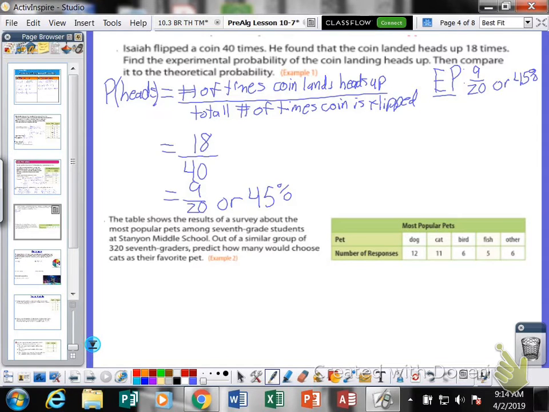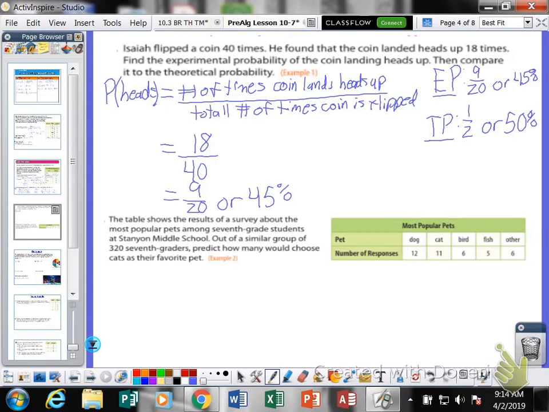Now we need to find our theoretical probability. Okay, so the theoretical probability of a coin landing on heads when we flip it is one-half, or 50%. It would be 1/2 because every time a coin's flipped, it has half a chance of landing on heads and half a chance of landing on tails. So flipping a coin and having it land on heads occurred less often than expected in the experiment because the experimental probability was 45% compared to the theoretical probability of 50%.